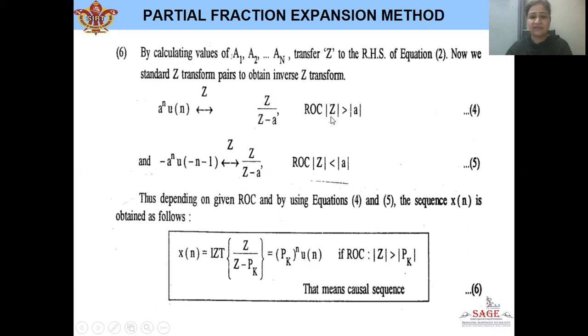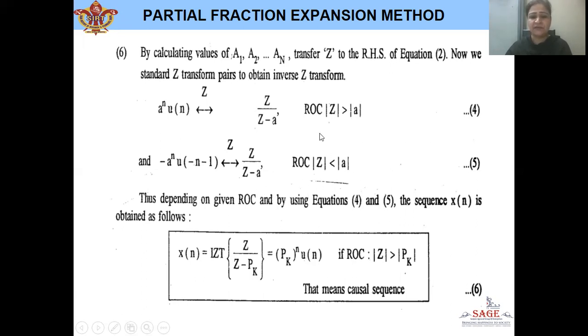If the ROC is given as |z| greater than |a|, then the inverse z transform is written as a to the power n u[n]. Because in my previous lectures, I have already discussed that the z transform of a^n u[n] or minus a^n u[−n−1] is given as z upon z minus a, but the ROC varies in both the cases. In the first case, the ROC is |z| greater than |a|, whereas in the second case, the ROC is |z| less than |a|.